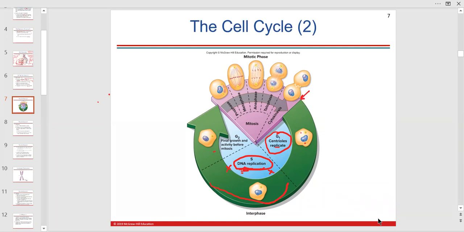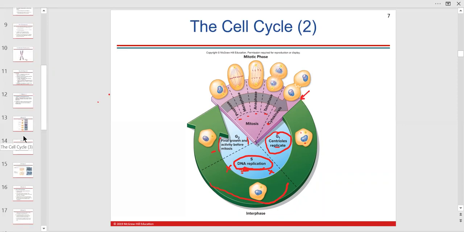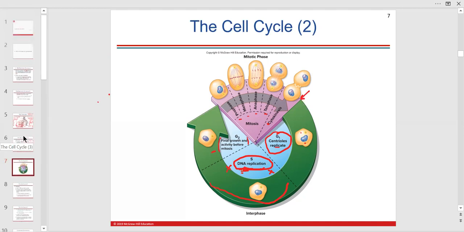So here now we're in G2, and of course this is the phase before mitosis. And here's your PMAT. Here's your PMAT. And then cytokinesis is the final step. Let me see if your book is going to go through every phase or if I have to spend some time here. Yeah, I can take a closer look.